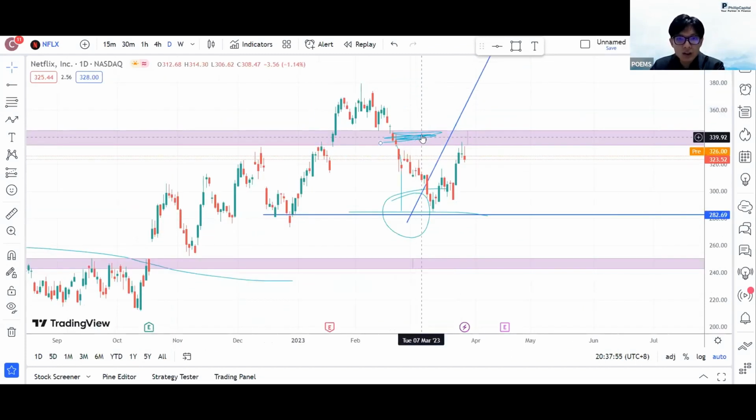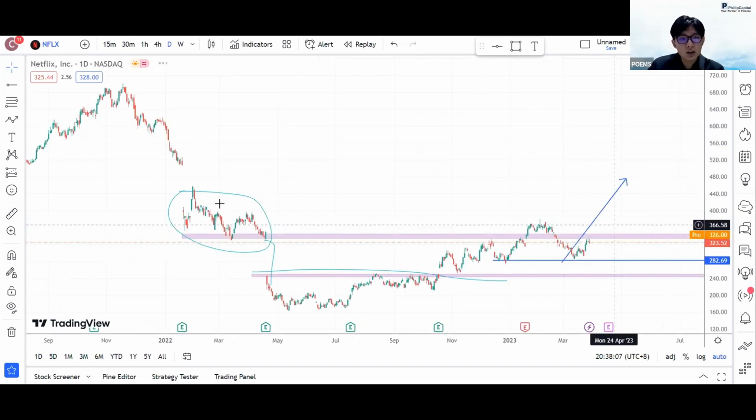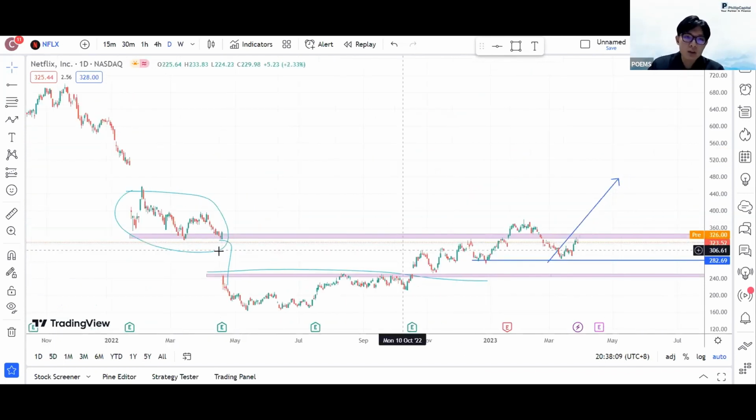Okay, levels wise, still intact. Price tap into 282, okay, 283. Okay, subsequently, as of now, 320, 330 area. Okay, rejection is shown at 340, but considering how Netflix has been moving, previous gap down has been covered.